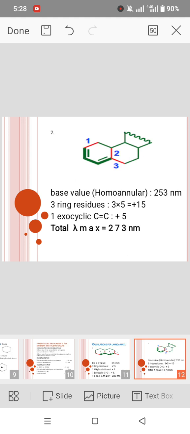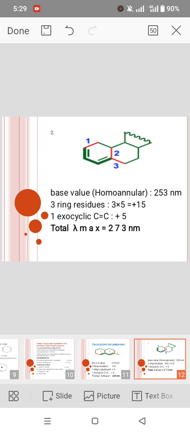Okay, now I have another example of a molecule, a homoannular diene. Why is it a homoannular diene? Both the double bonds are present in the same ring. This is why it is called a homoannular diene, and we know that the base value for a homoannular diene is 253 nanometer.